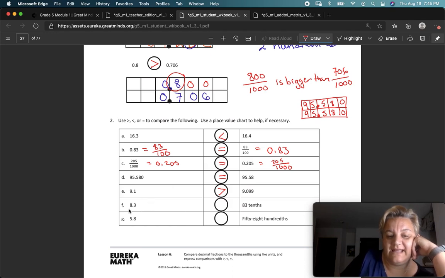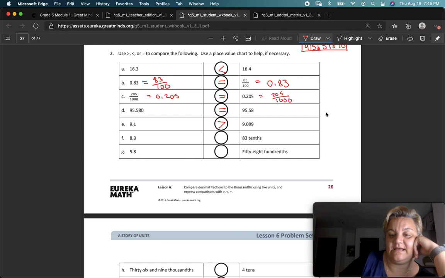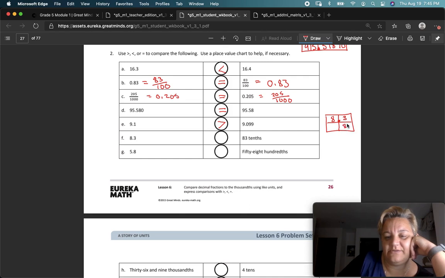Next one. 8 and 3 tenths, 83 tenths. Let's see. I am going to draw a place value chart for that one, just to prove to you. Okay, 8 and 3 tenths and 83 tenths. Now in yesterday's lesson we said that 83 tenths is the same as moving this one over here and calling that 8.3. So those two are the same as well. Okay.